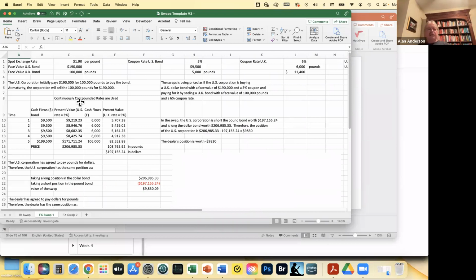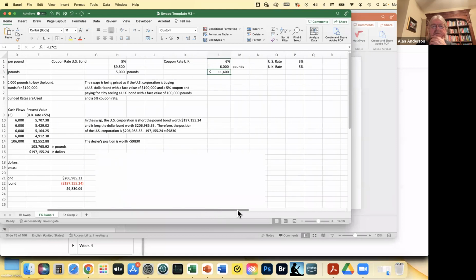The bonds, we have the two fixed rate bonds, dollars and pounds. The dollar bond in the US is worth 190,000. The pound bond is worth 100,000 pounds. So here I've got the coupon rates in the two countries, and the coupon for a $190,000 bond is 9,500, which is the same as 5,000 pounds. And over here, for the British bond, it's a 6% coupon, 6,000 pounds or $11,400. Oh, and by the way, the rate of interest in the two countries is 3% and 5%.